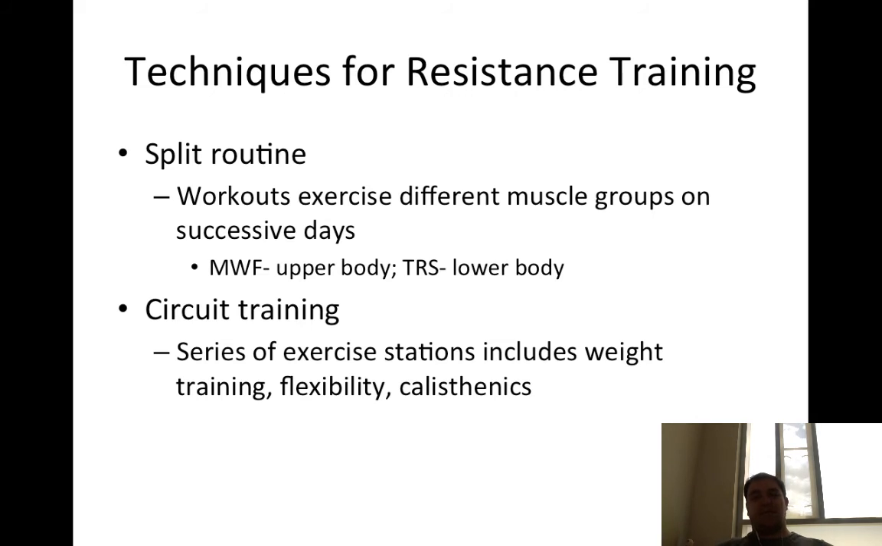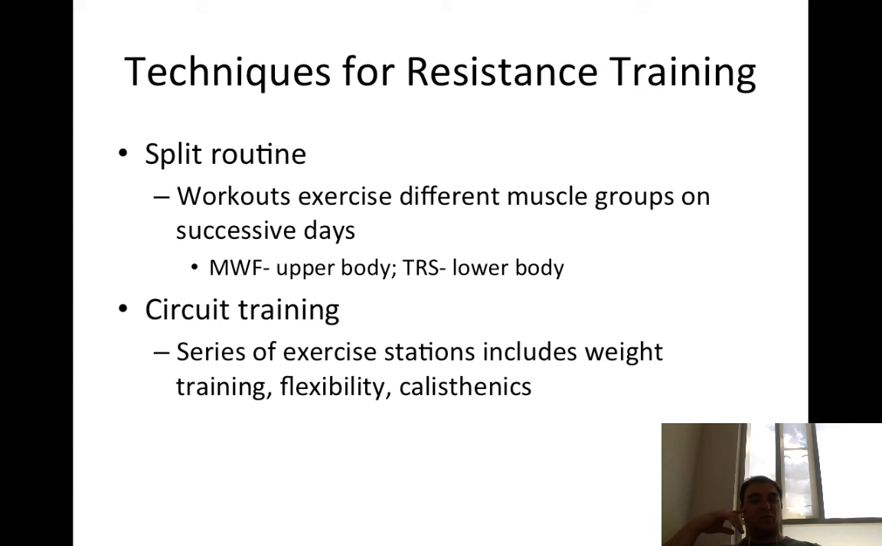Split routine and circuit training. So split routine workouts exercise different muscle groups on successive days. Monday, Wednesday, Friday, let's say you're going to do upper body. Tuesday, Thursday, Saturday, you're going to do lower body, and Sunday's your day off. You see that a lot with circuit training: a series of exercise stations that includes weight training, flexibility, calisthenics, and more.